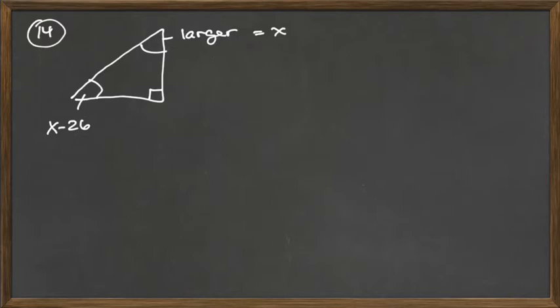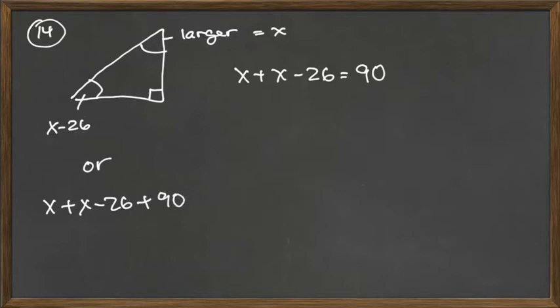How would you do that now? What are we doing here? You do x plus x minus 26 equals 90. Or you could say, we usually don't say that, x plus x minus 26 plus 90 equals 180 if you're adding the right angle there. We don't have to do that because we know one angle is 90. The other two have to add up to 90 as well. So this one's easier. 2x minus 26 equals 90, so 2x equals 116.